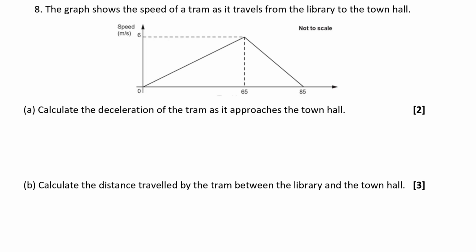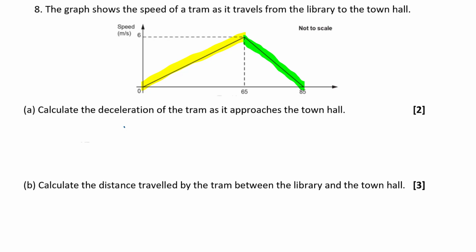Okay, well, I assume that this upward part of the journey is it going from the library to the town hall. So you can see it's accelerating for all that period, and then it reaches a peak speed, and then for the second part of the journey it's decelerating at a constant rate until it reaches a stop here. So calculate the deceleration part of the journey.